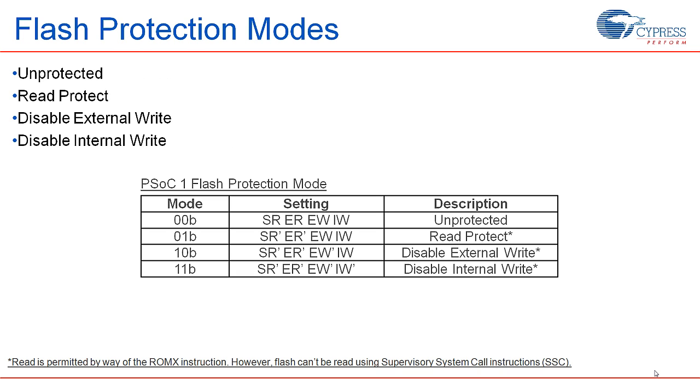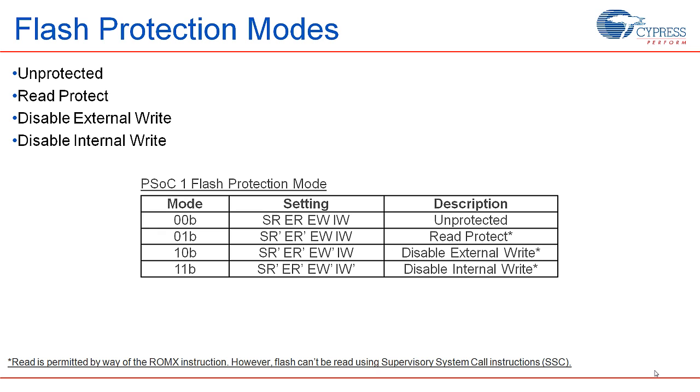There are 4 levels of flash protection: unprotected, read protect, disable external write, and disable internal write. In unprotected mode, internal as well as external reads and writes are allowed. This mode is not recommended for production. In read protect mode, internal and external writes are allowed, while both internal and external reads are disabled. This flash protection mode is useful when an external programmer needs to upgrade the flash contents.